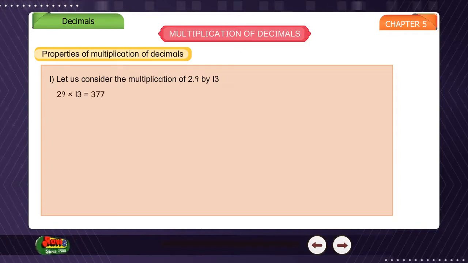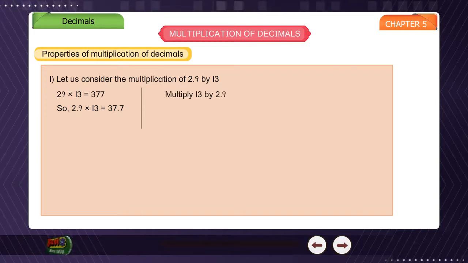29 into 13 is equal to 377. So, 2.9 into 13 is equal to 37.7. Multiply 13 by 2.9. 13 into 29 is equal to 377. So, 13 into 2.9 is equal to 37.7.